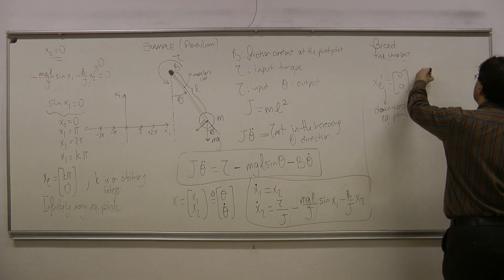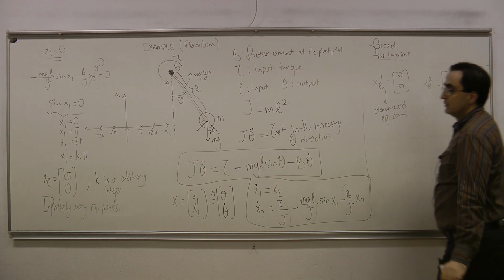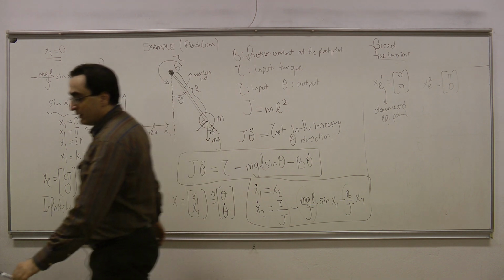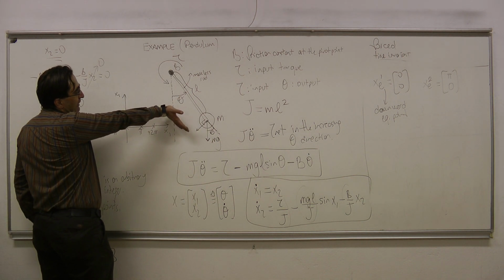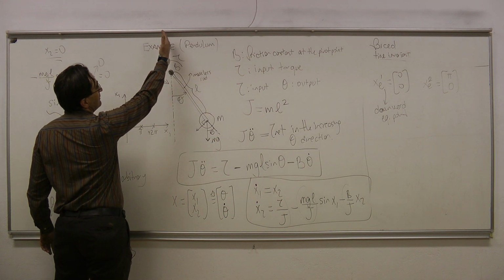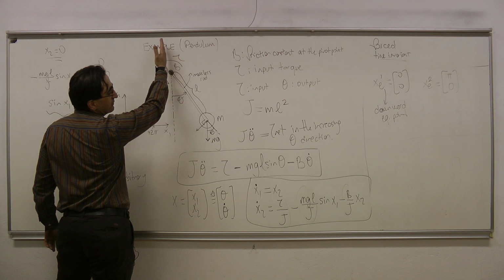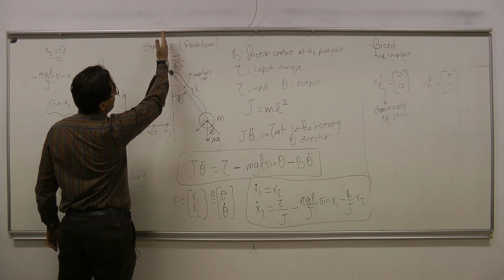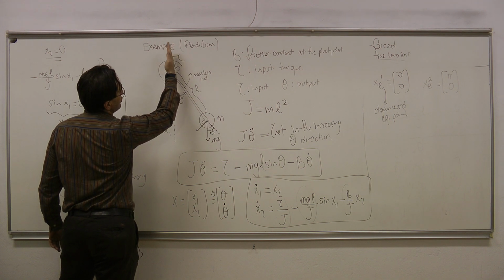The second equilibrium point that I would like to investigate is pi and 0. Okay? And what does it correspond to? When the angle theta is pi, the pendulum is looking at the ceiling. Okay? Directly looking at the ceiling. So it is the upward pendulum equilibrium in that case.